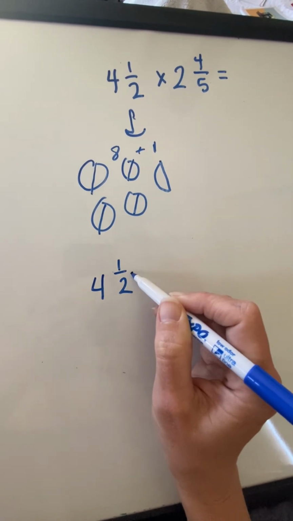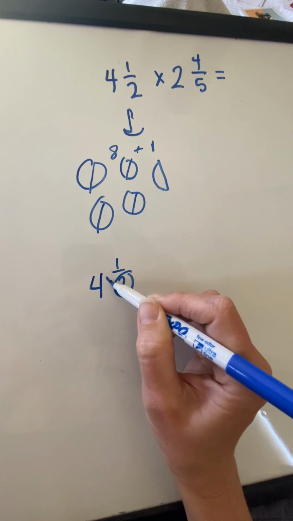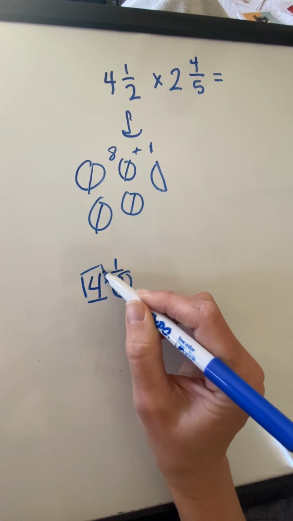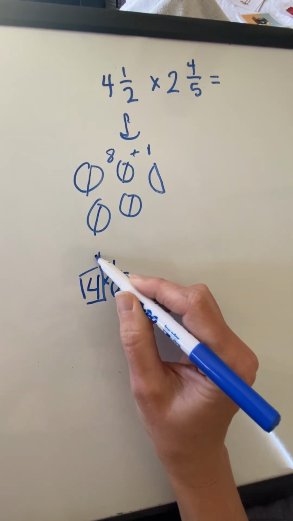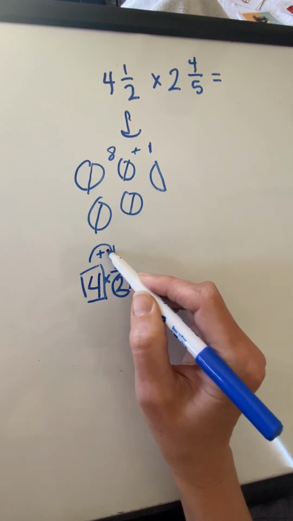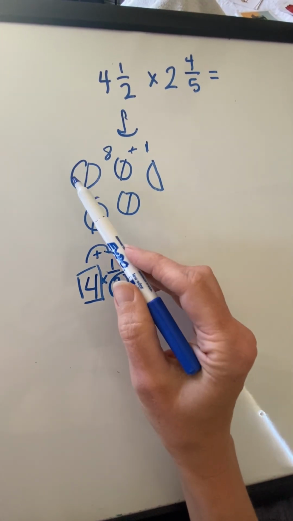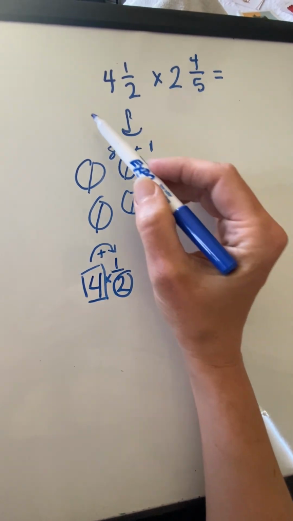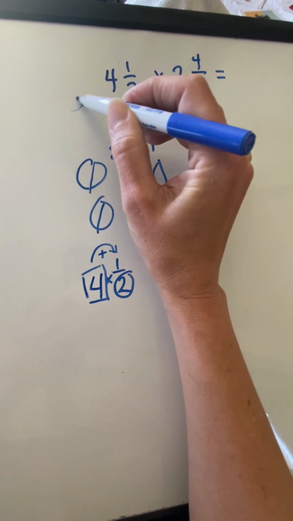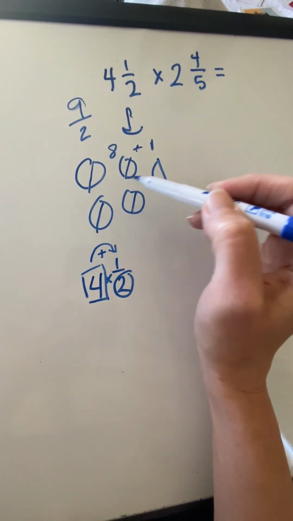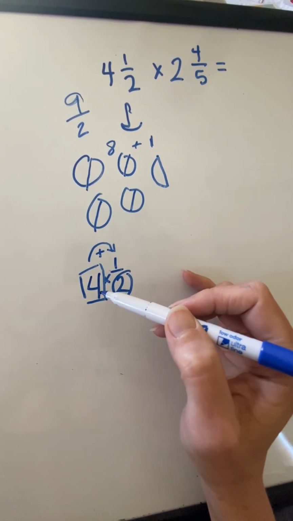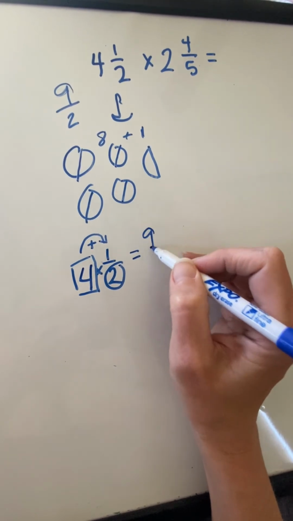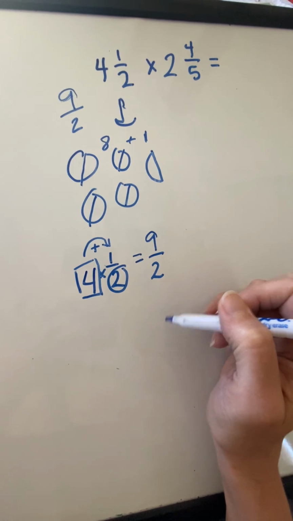You take the denominator times your whole number, and then you add this guy. So here we have 1, 2, 3, 4, 5, 6, 7, 8, 9 half pieces. So this was 9 half pieces. 2 times 4 is 8. 8 plus 1 is 9. So this is 9 half pieces.